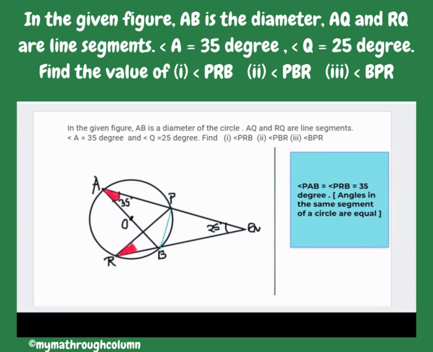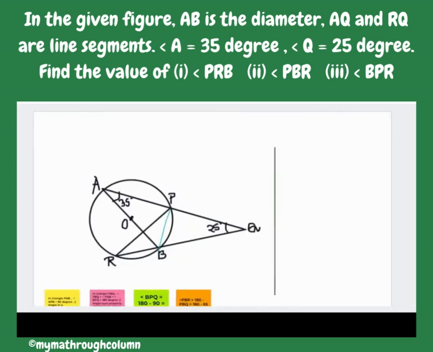Now we move to the next part. We are going to calculate angle PBR. We need to calculate the second angle, this angle PBR. For that, let us check out what are the things that we need. Look at the figure once more. Can you see the triangle PAB? Just focus on this triangle.